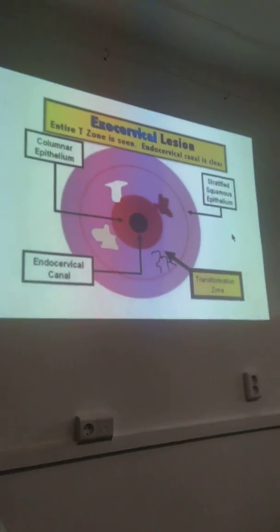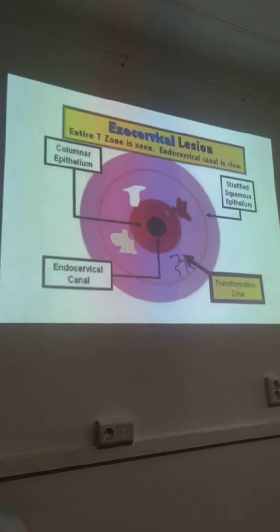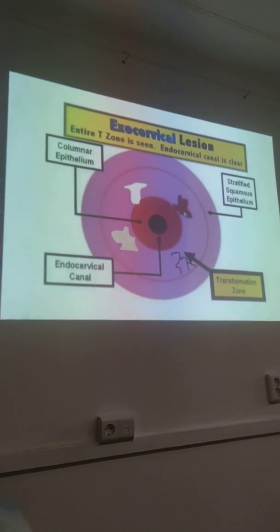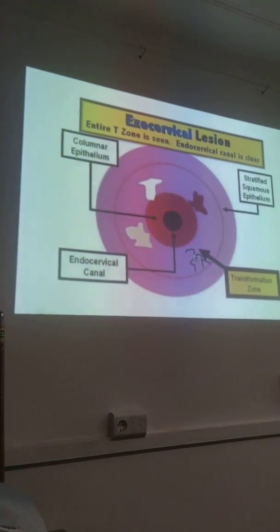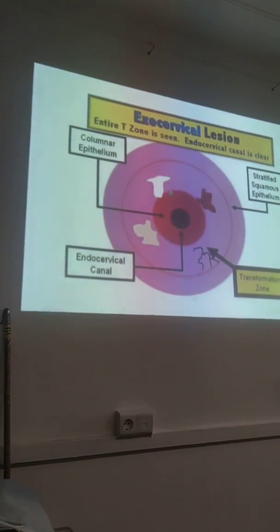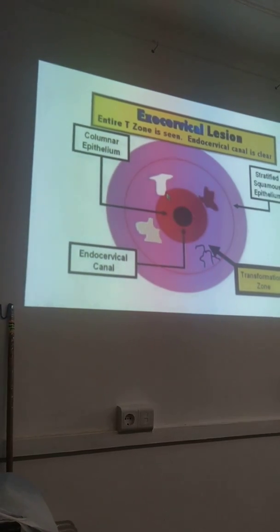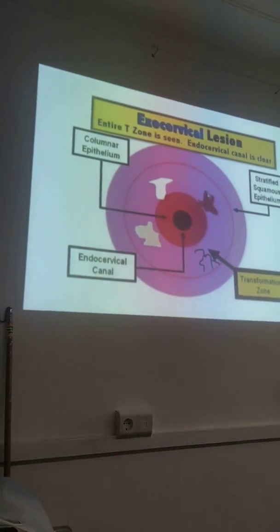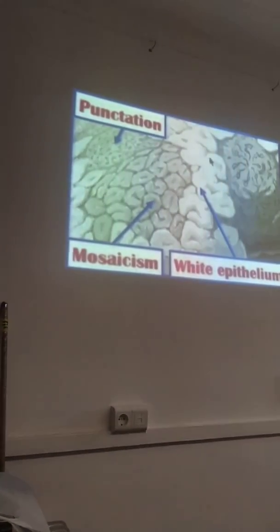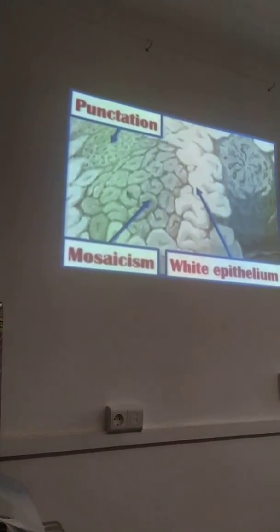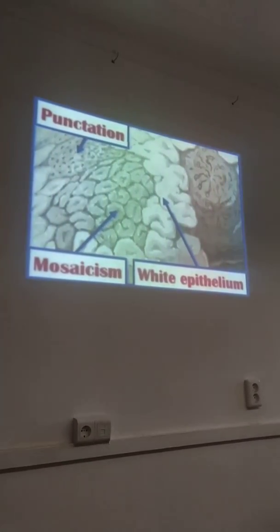And this is my cartoonish drawing. White epithelium, punctation, mosaicism, and abnormal epithelium. Notice the canal, you can see clearly around it. So it is a satisfactory colposcopy, but there is on the transformation zone abnormal epithelium. Here we see white epithelium. This is mosaicism. This is punctation. And this is actually a little condyloma.